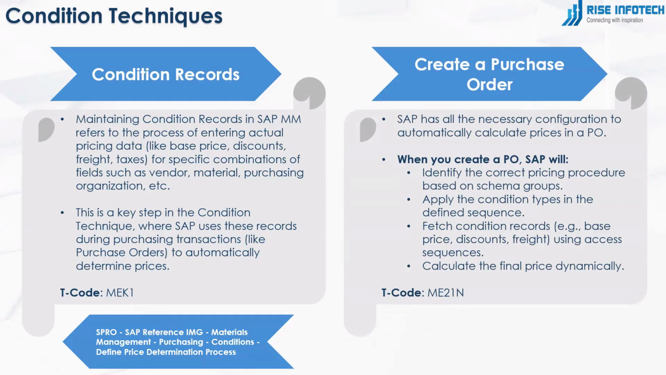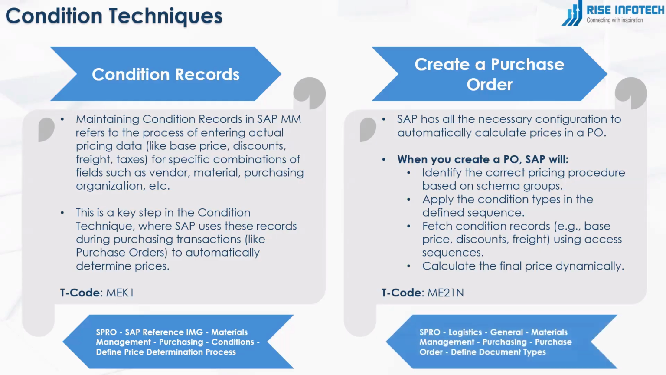When you create a PO, the system SAP will identify the correct pricing procedure based on the schema groups, apply the specific condition types in the sequence, fetch the condition records in the pricing procedure using access sequence, and calculate the total price from the pricing procedure. And to create the purchase order, the T code is ME21N. And we also have the SPRO path.